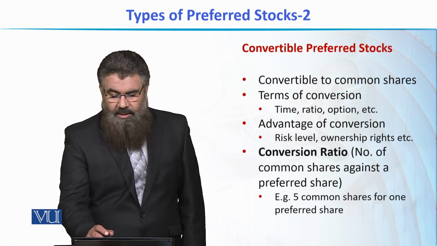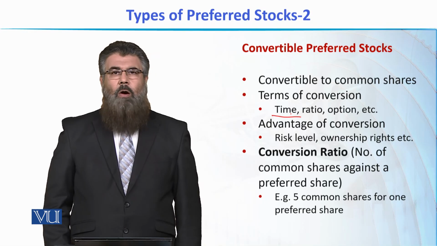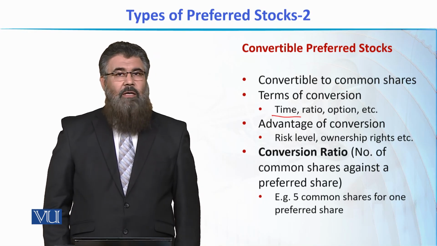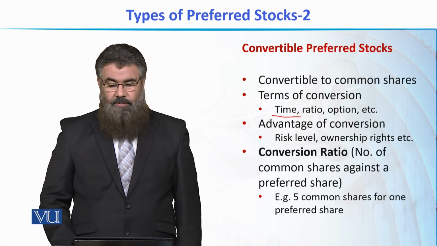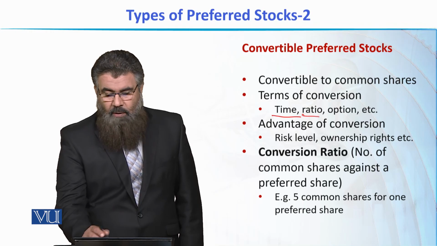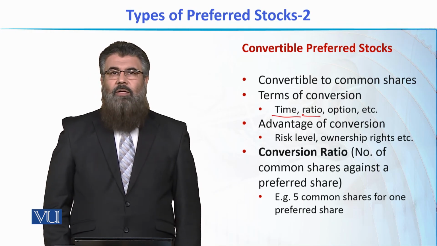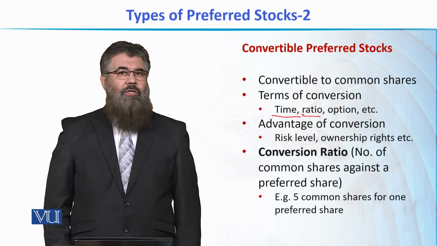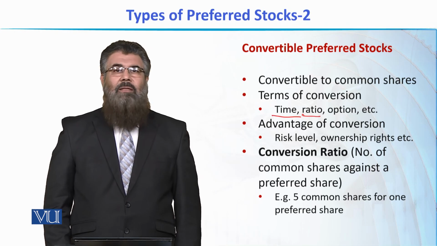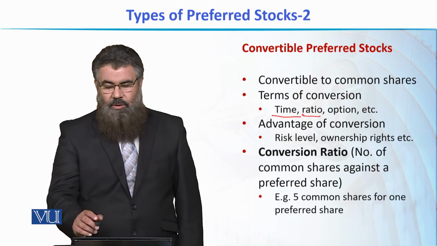The first one is the time. That is, after how many years the preferred stocks can be converted or will be converted into common shares. The ratio of conversion, meaning that how many common shares will be given to a preference shareholder once the conversion will take place, and this is also a part of the detailed agreement which is there.